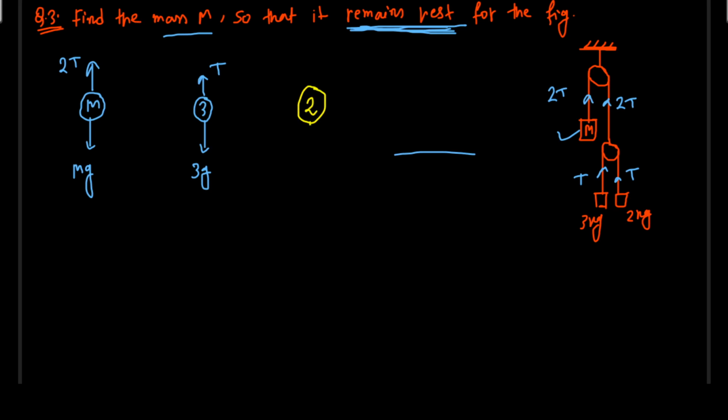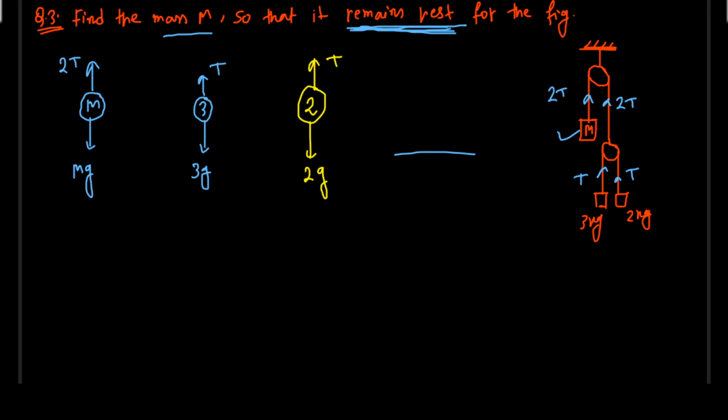So for 2 kg, obviously along this direction it is 2g, and along this direction it is also T. Okay, so you can see from this figure. There is a problem: we cannot say that the whole system is at rest. The question is: find the mass m so that it remains constant. So the language is: find the mass m so that it remains constant.